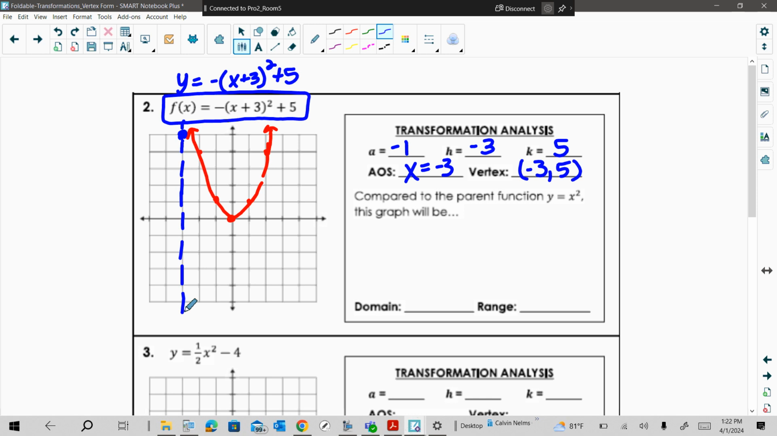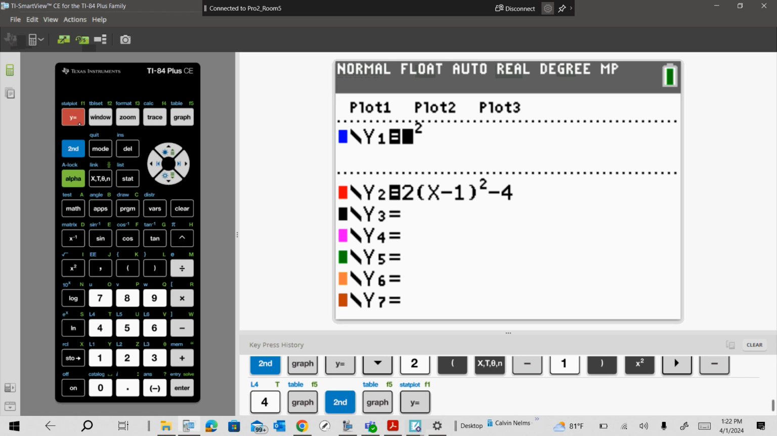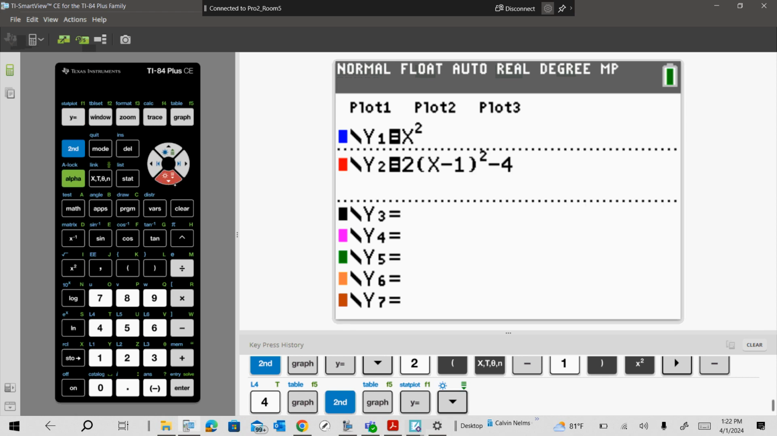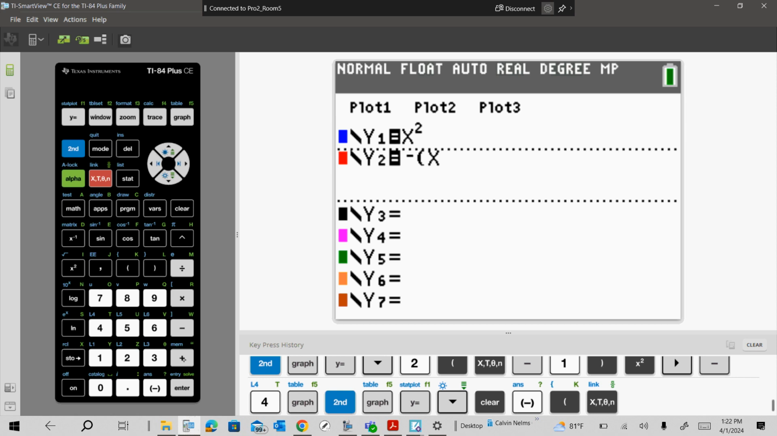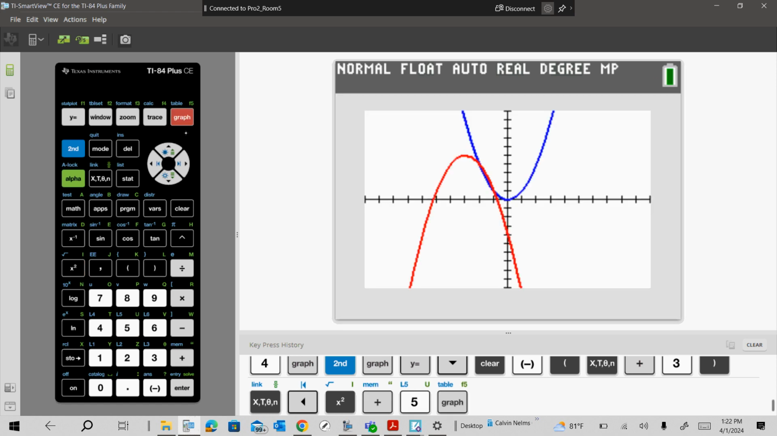All right, so use your table, guys. I didn't put this in the calculator, so I have to put this in here to come up with my points. So we had negative parentheses x plus 3, close the parentheses, square. Oops, I didn't square it. And then we had plus 5. And we're going to graph it and compare it, right?